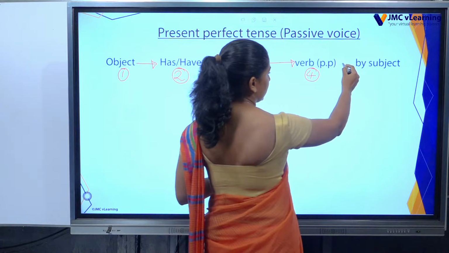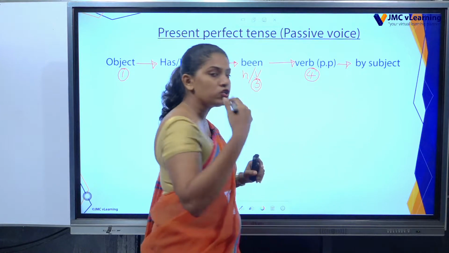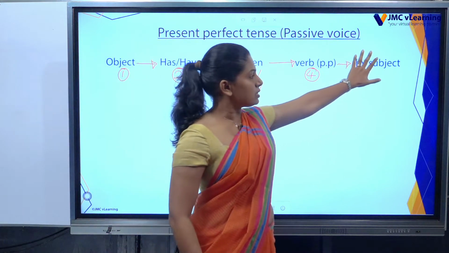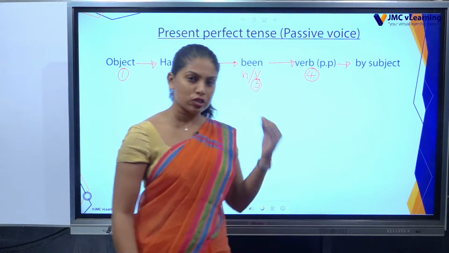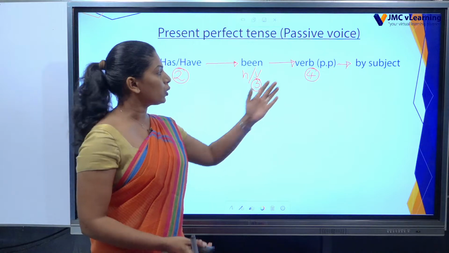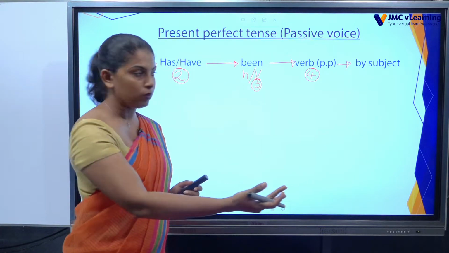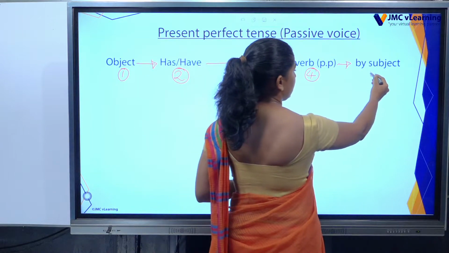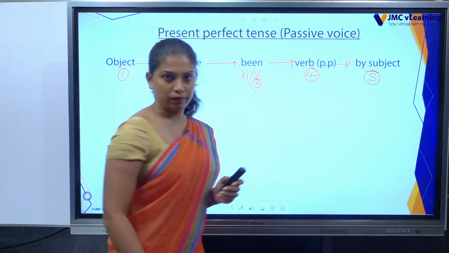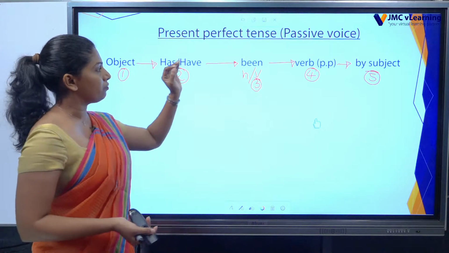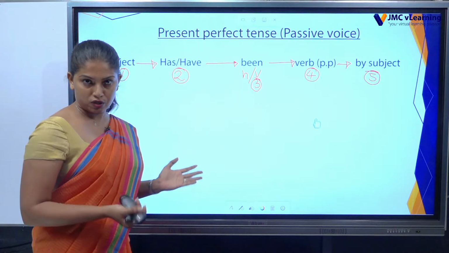Then finally, if you want to mention the doer, you can write by whom. This was done by whom. You can just write the sentence without this, or add that part if you want it. So this is how we create the present perfect tense passive voice structure.